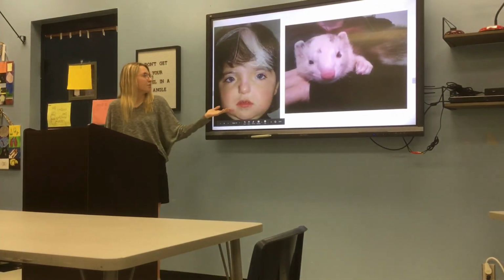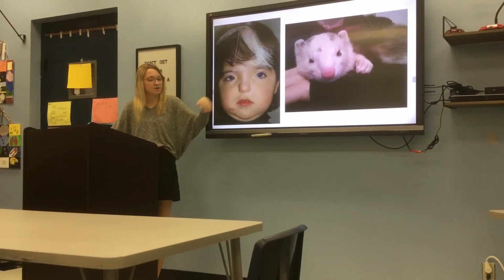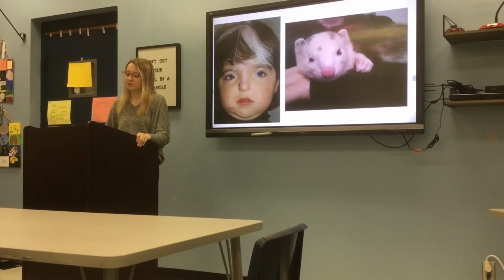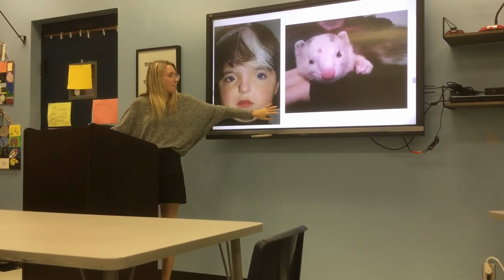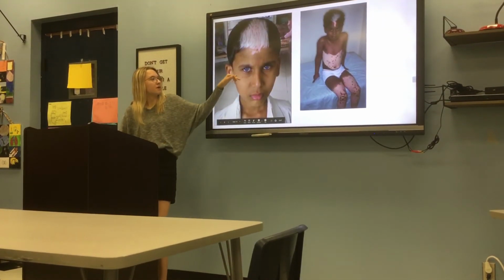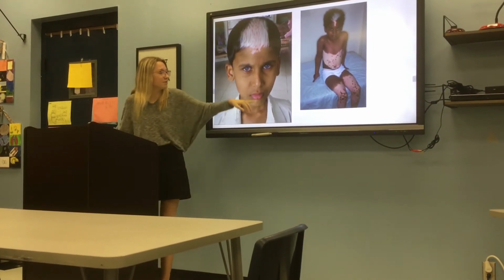Here is a boy with the hair pigmentation, and he has a wide space between the eyes and a broad nose. There's a ferret with Waardenburg syndrome, because Waardenburg syndrome does not only affect humans. Here is an example of a boy with the bright blue eyes and hair pigmentation, and that's a boy with the skin pigmentation and hair pigmentation.